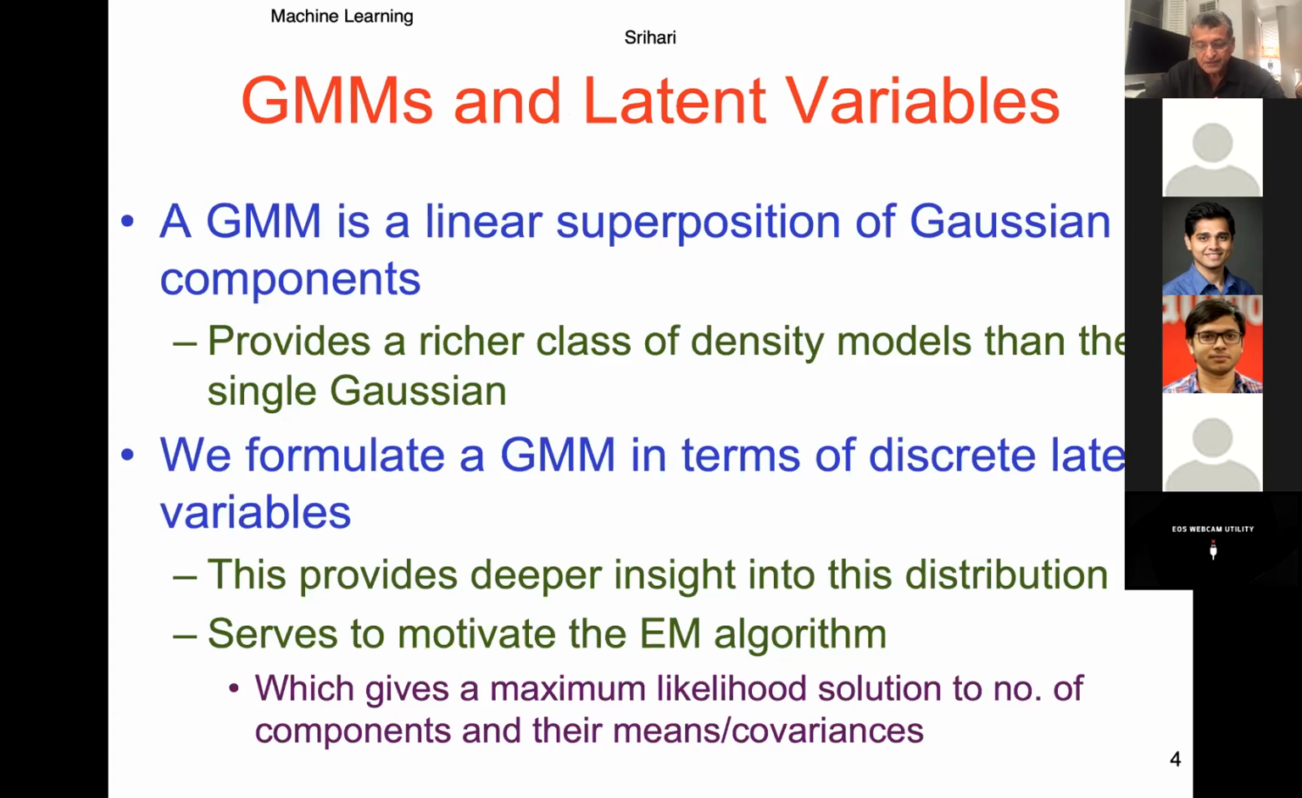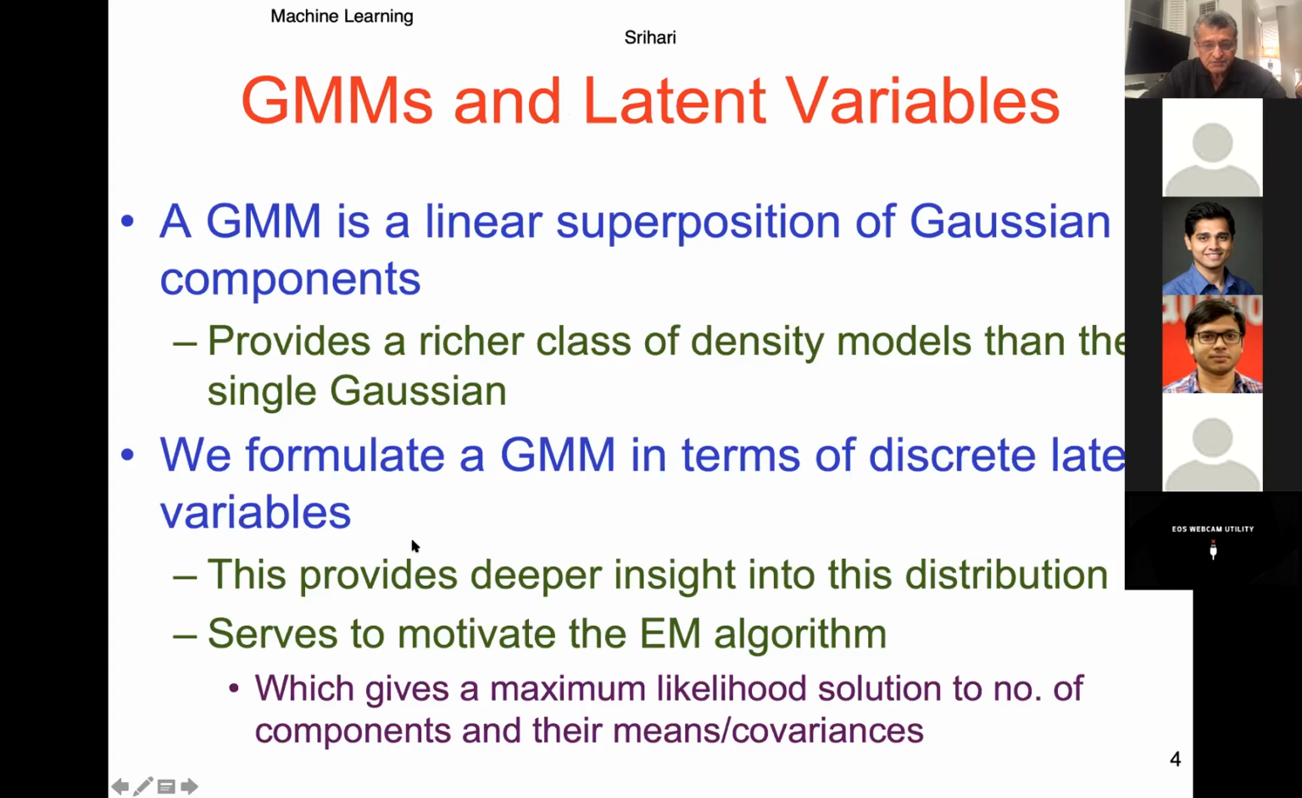It's a superposition of 3 distributions, P1 of X, P2 of X, P3 of X. And it's a linear combination. There is some weightage associated with P1 of X, P2 of X, and P3 of X, and typically the weightage adds up to 1. So we are taking a combination of 3 of them together. It provides a richer class of density models than a single Gaussian. A single Gaussian is just one cloud, right? We already saw 2 clouds, so that is more appropriately modeled as a mixture model.